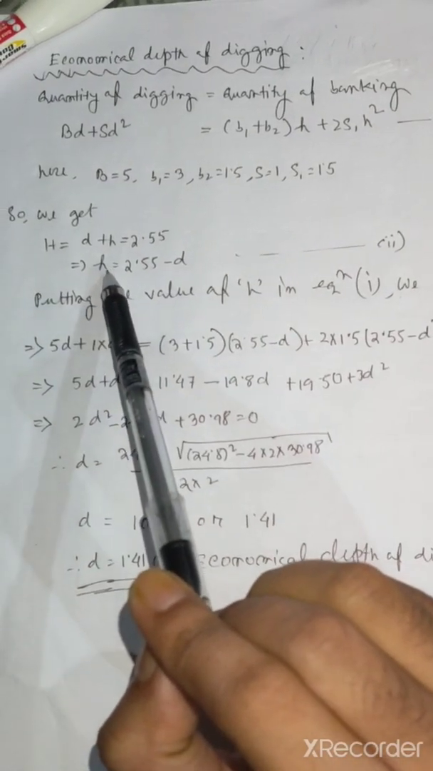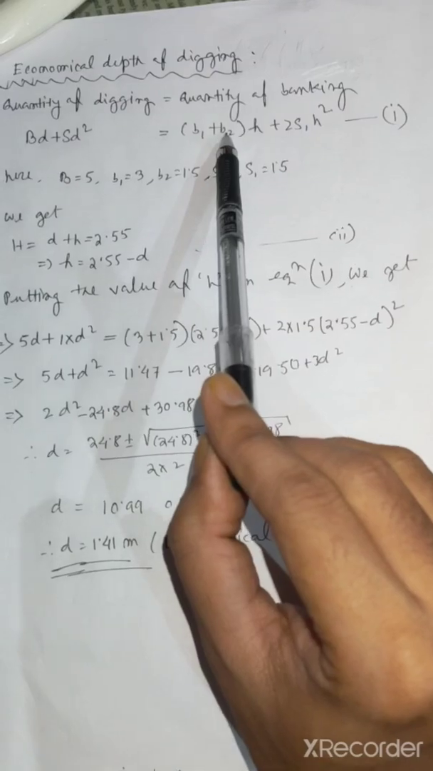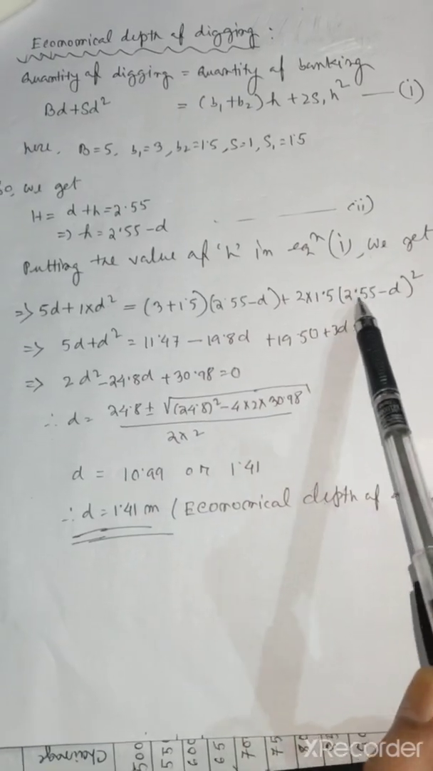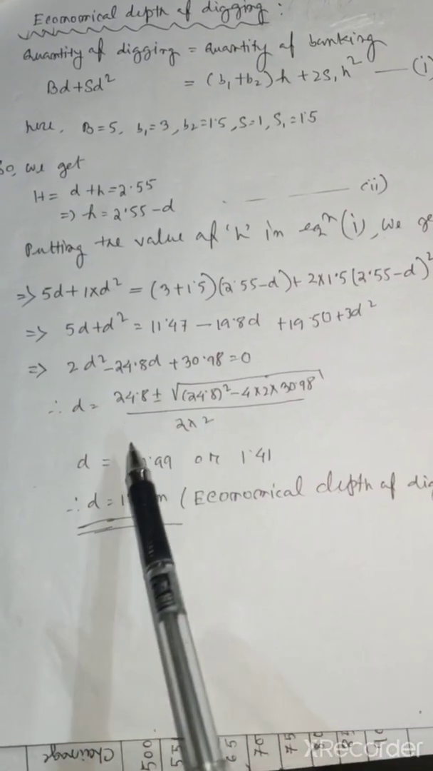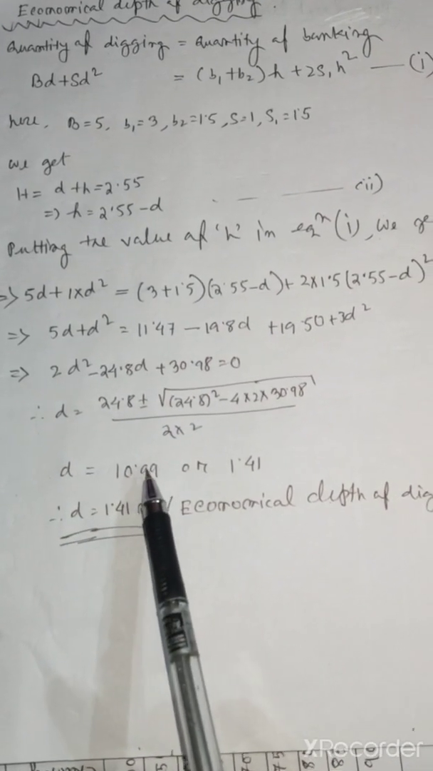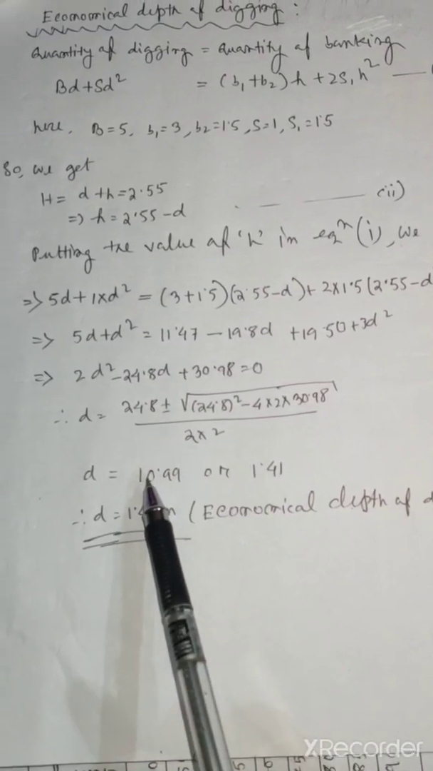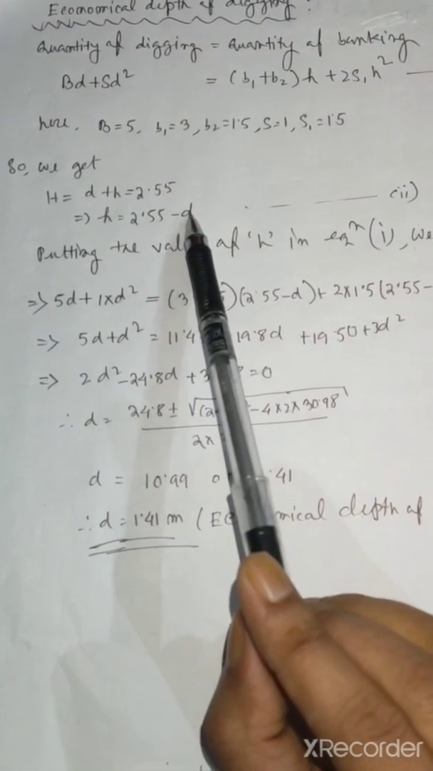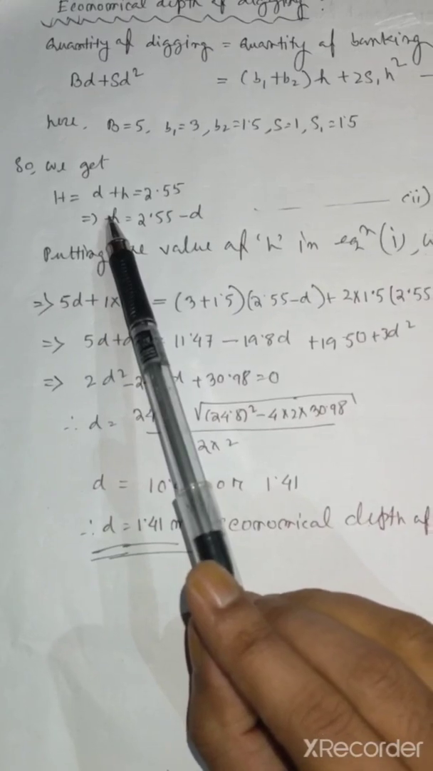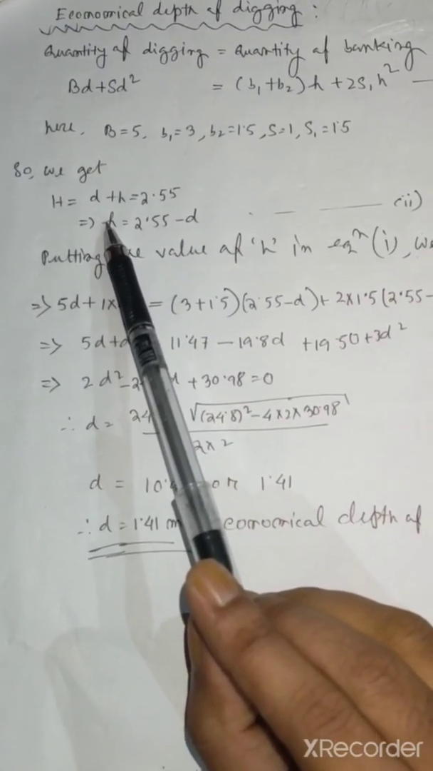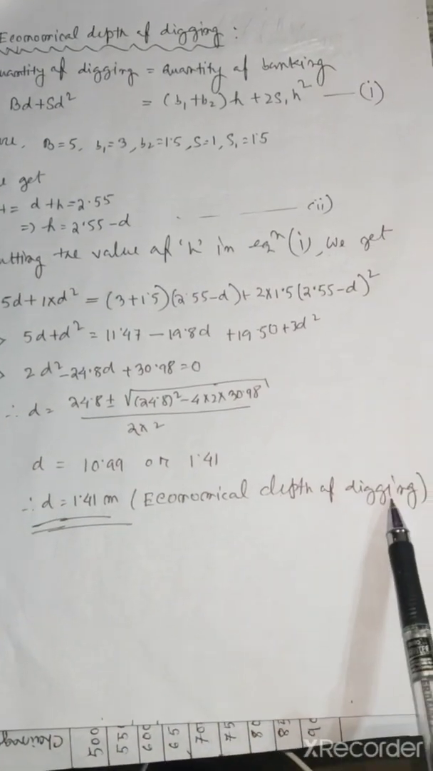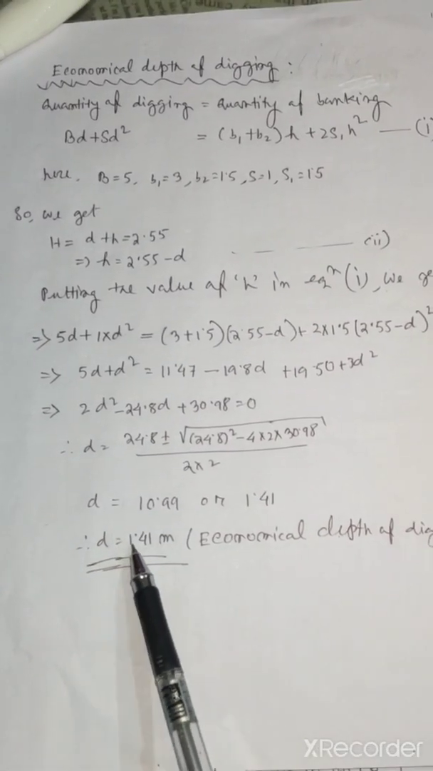So if we put the value of this h in this equation 1, then we will get this, and after simplification we will get two values. It becomes a quadratic equation, and if we solve this we will get two roots, 10.99 or 1.41. But this cannot be 10.99, because if we put 10.99 here, the height of the bank above the ground level will become negative, which is not possible. Can the height of the bank become negative? No, it's not possible. So we will take 1.41. So economical depth of digging we have found out to be 1.41 meters.